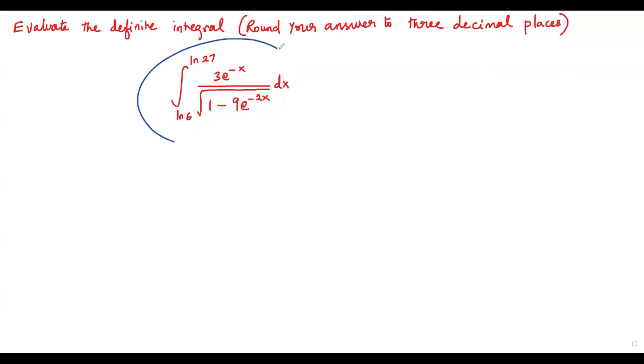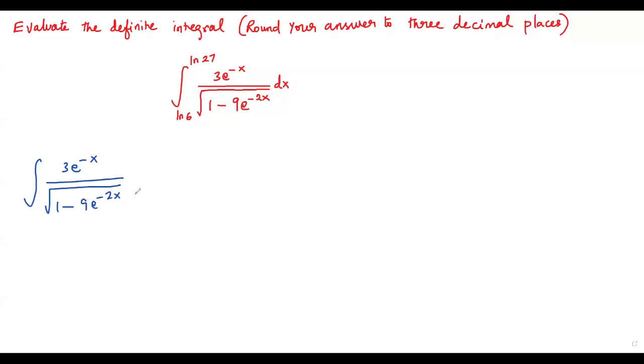Now let me evaluate this one as an indefinite integral, that is, without the given limits. Let me write it. So integral 3 times e to the power of negative x over square root of 1 negative 9 times e to the power of negative 2x times dx. I have written the given integral as it is without the limits, that is, as an indefinite integral.